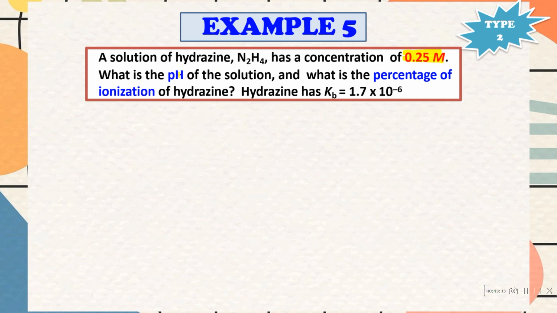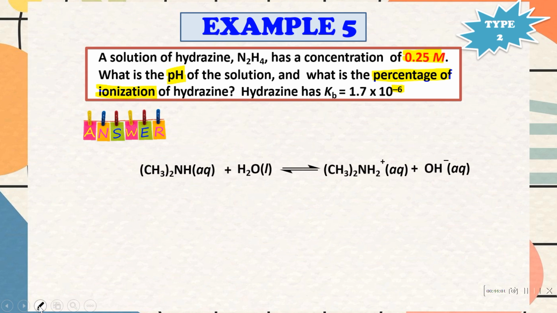Okay, for the next question, example number 5: a solution of hydrazine, N2H4, has a concentration of 0.025. You have to calculate the pH of the solution, and what is the percentage of ionization? Given to you, the Kb value here is 1.7 times 10 to the power negative 6. Negative 6 is bigger than negative 5.